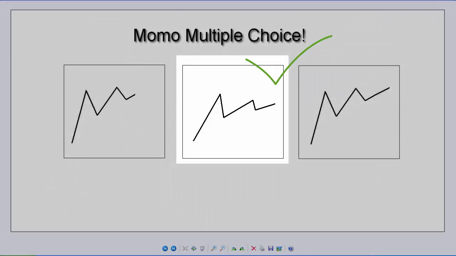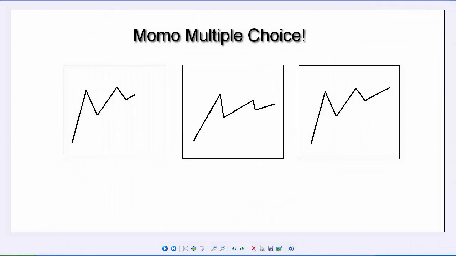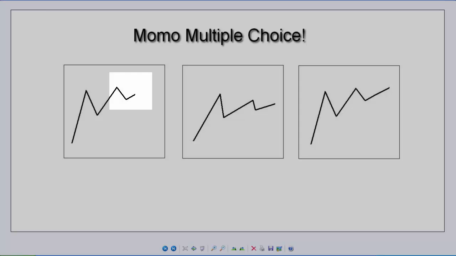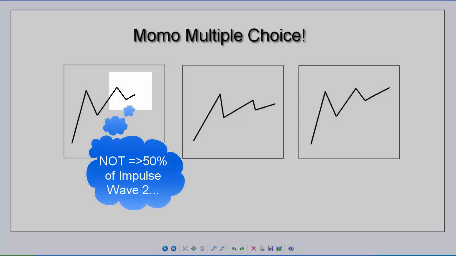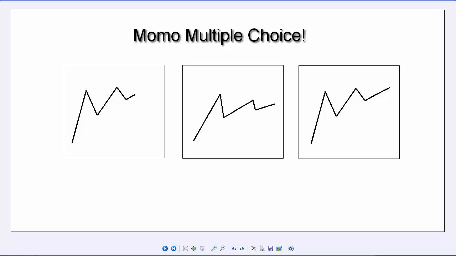More importantly, why is number 1 and why is number 3 incorrect? Well, number 1 has everything but the magnitude in check. That is, wave 3 is significantly less than 50% of wave 2. And when I refer to wave 3 and 2, I'm talking about the impulse waves.